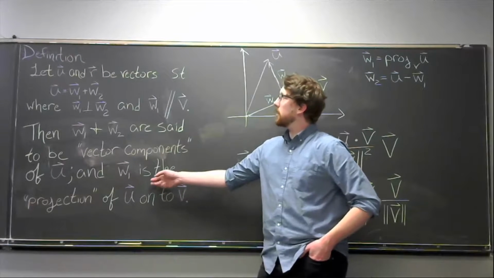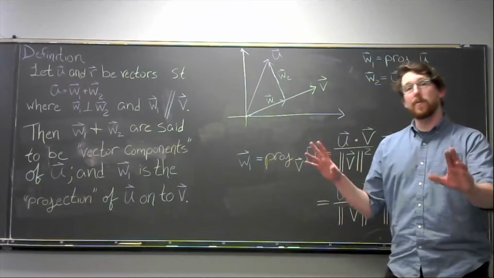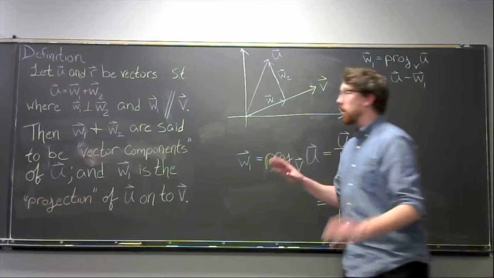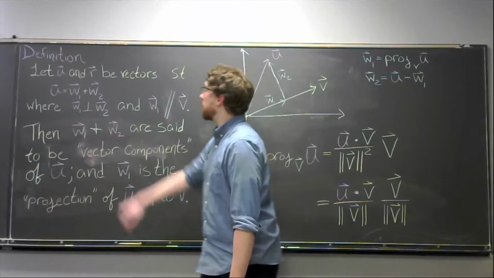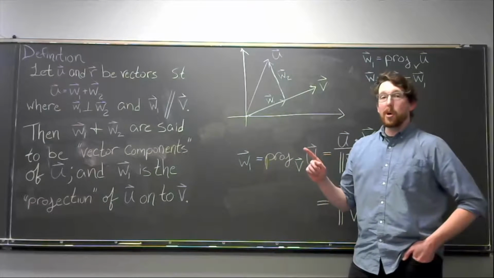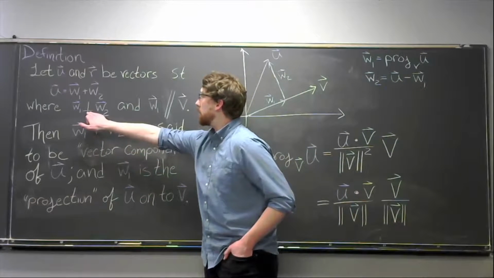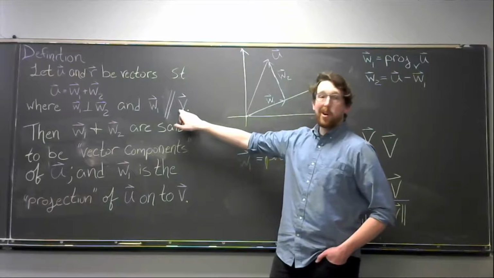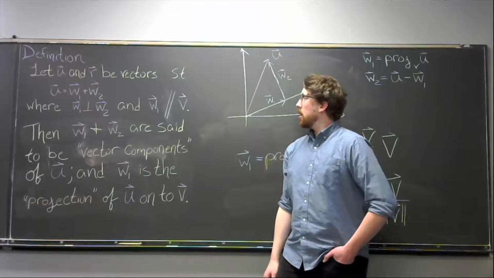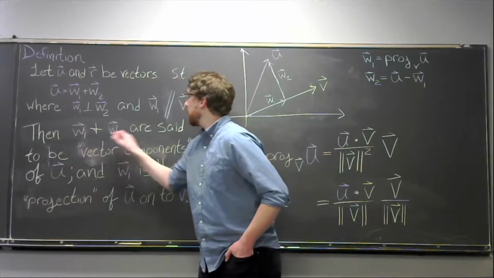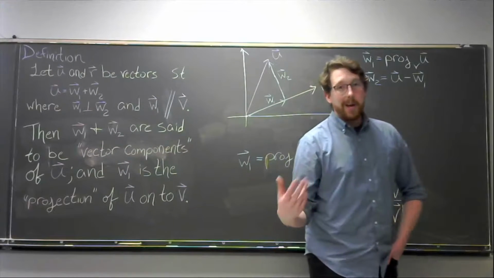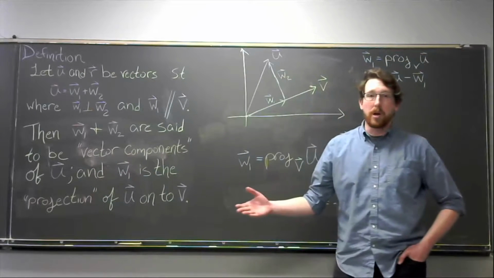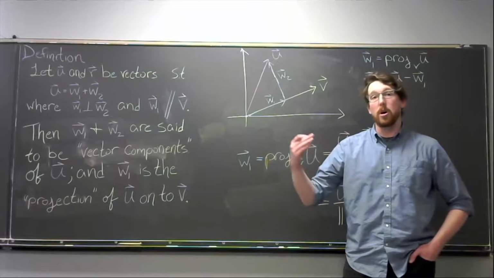To start off with, let's look at this definition here. We've got two different vectors, u and v. We want to set u up so that it's the sum of two other vectors, called w1 and w2. But there's a catch. We want w1 and w2 to be orthogonal to each other. That's what this symbol here means. And we want w1 to be parallel to v. Then w1 and w2 are said to be vector components of u, and w1 is said to be the projection of u onto v.